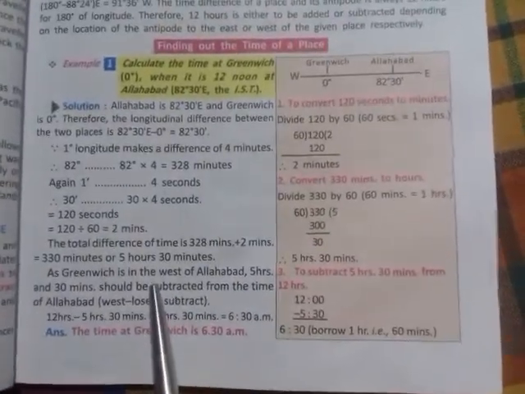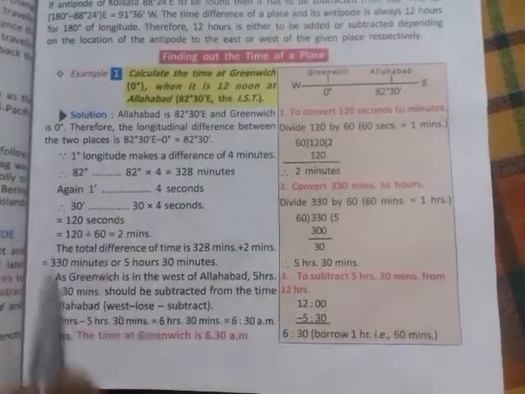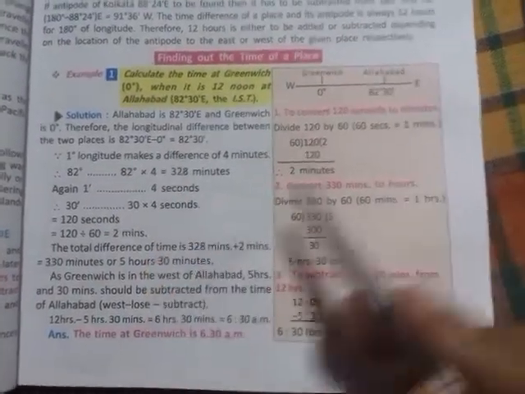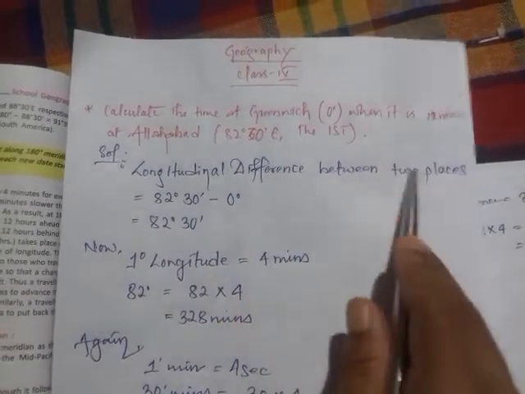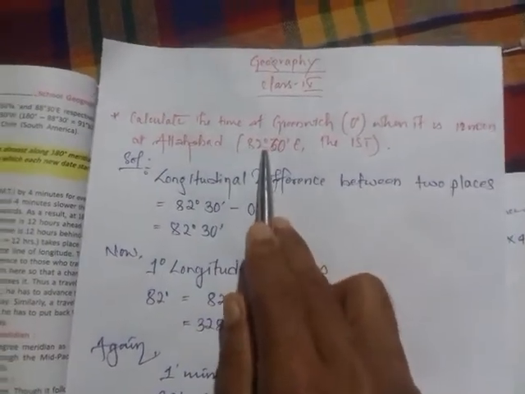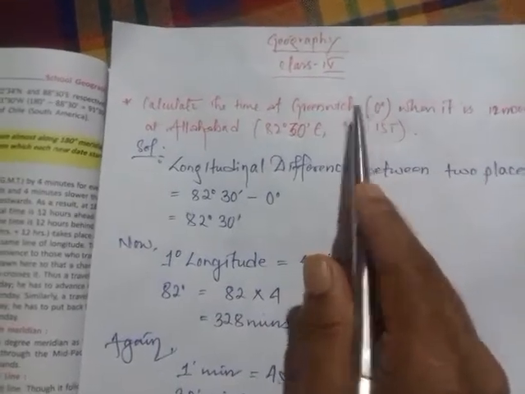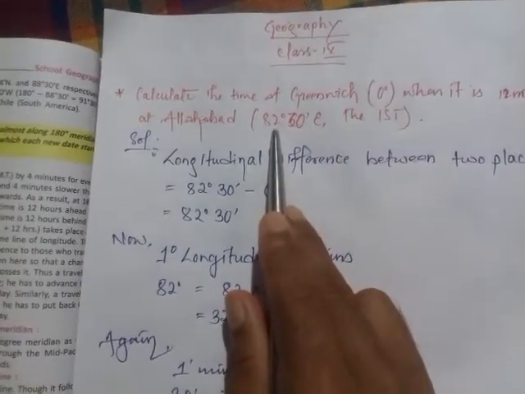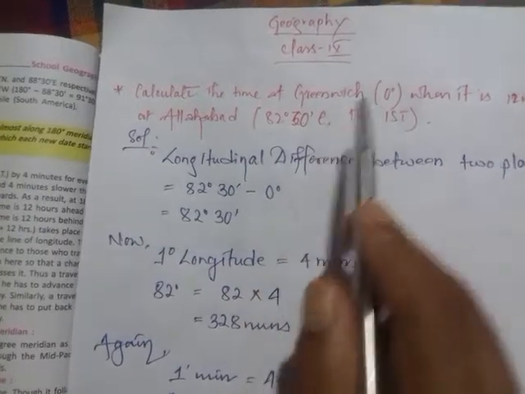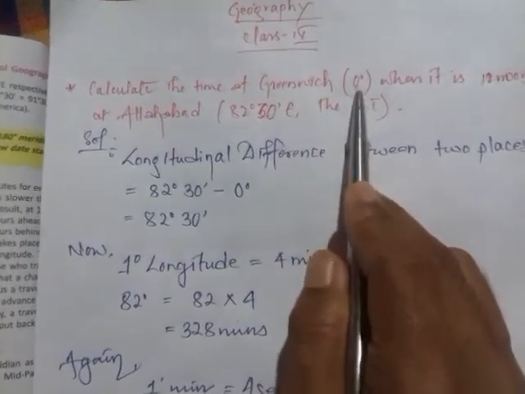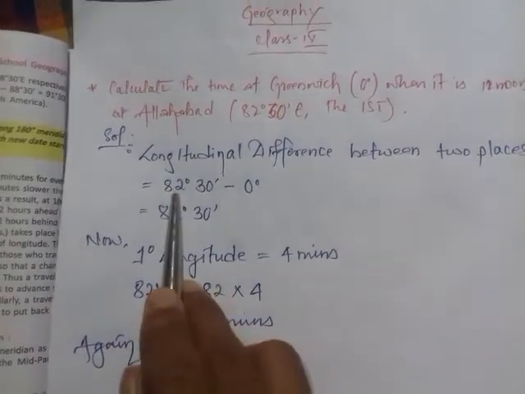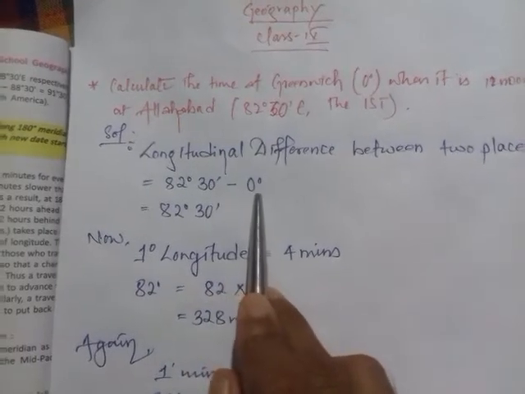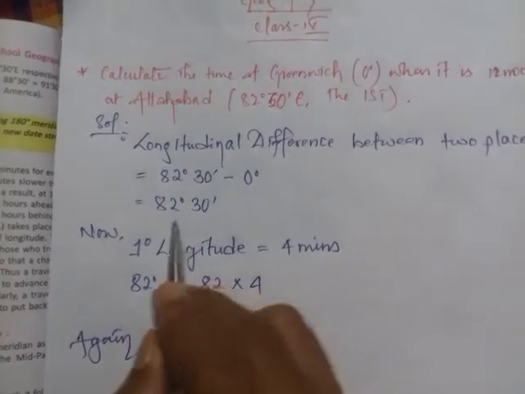So it is solved here, but I'll not show this one. I'll solve in a shortcut way. See here. Longitudinal difference between two places. First we have to find the difference between these two longitudes. The longitude of Allahabad is 82 degree 30 minutes east, and the longitude of Greenwich is 0 degree. So the longitudinal difference between two places equals 82 degree 30 minutes minus 0 degree. The difference will be the same.